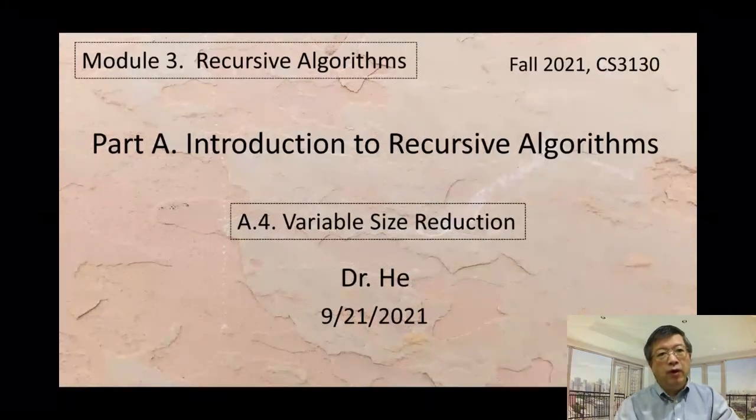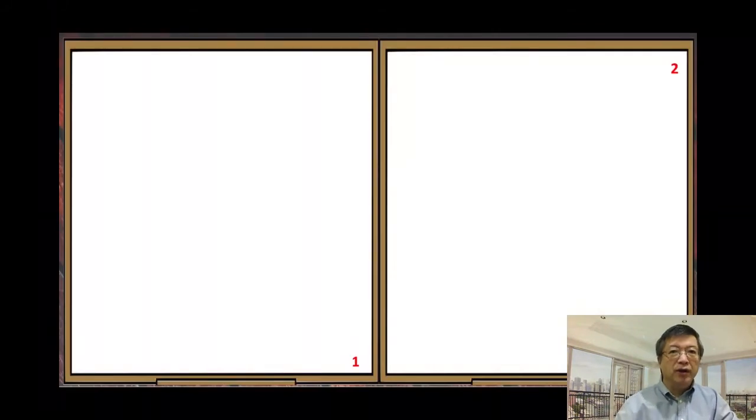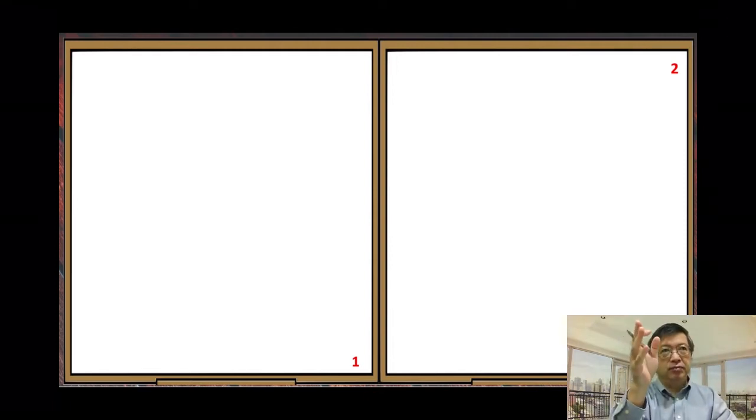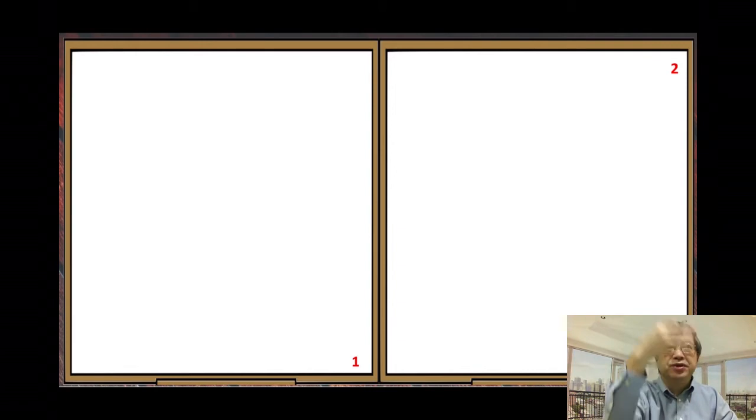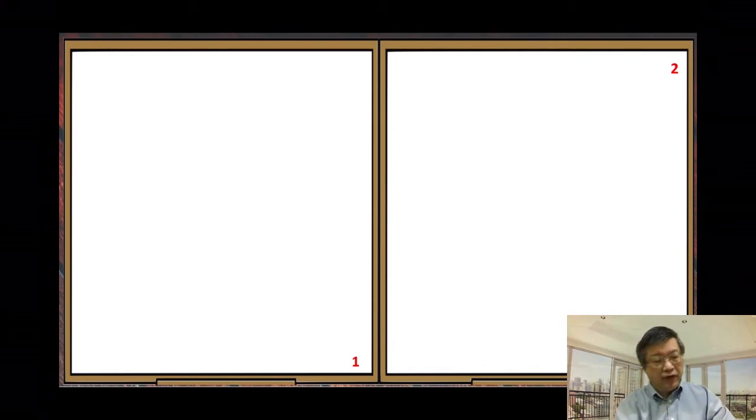Part 8.4, variable size reduction. So in this part, we study another special case. We do the recursion. When we use recursion to reduce the problem size, the reduction is not fixed. The size is reduced in a variable way. So let us look at the problem first.